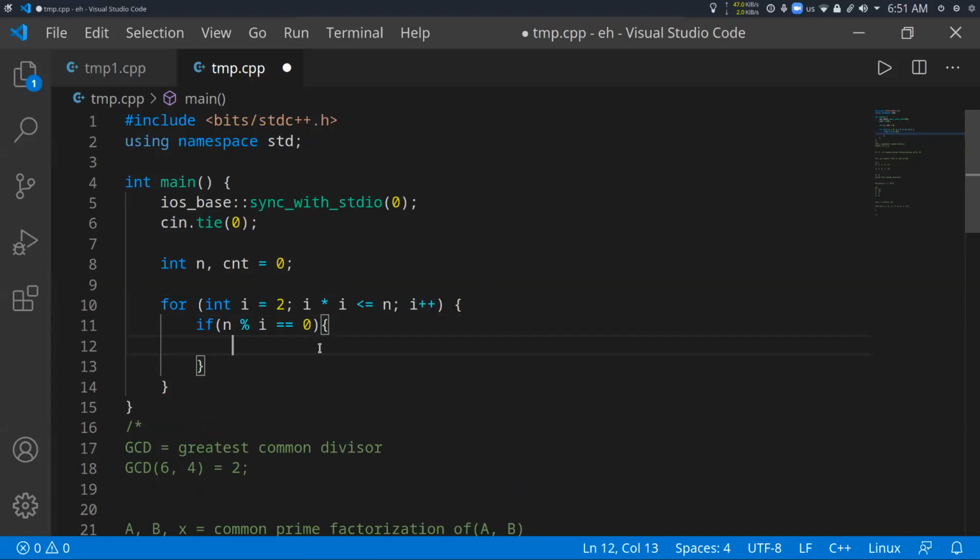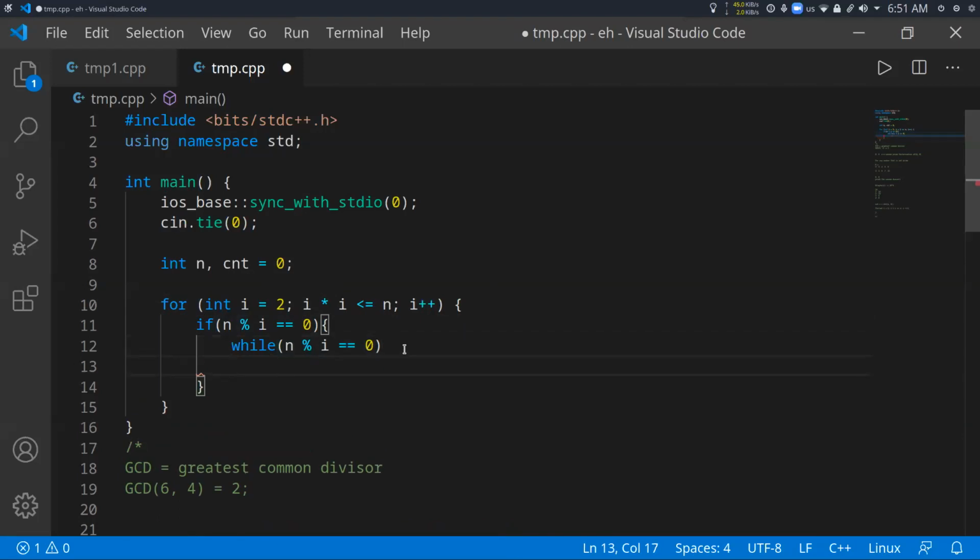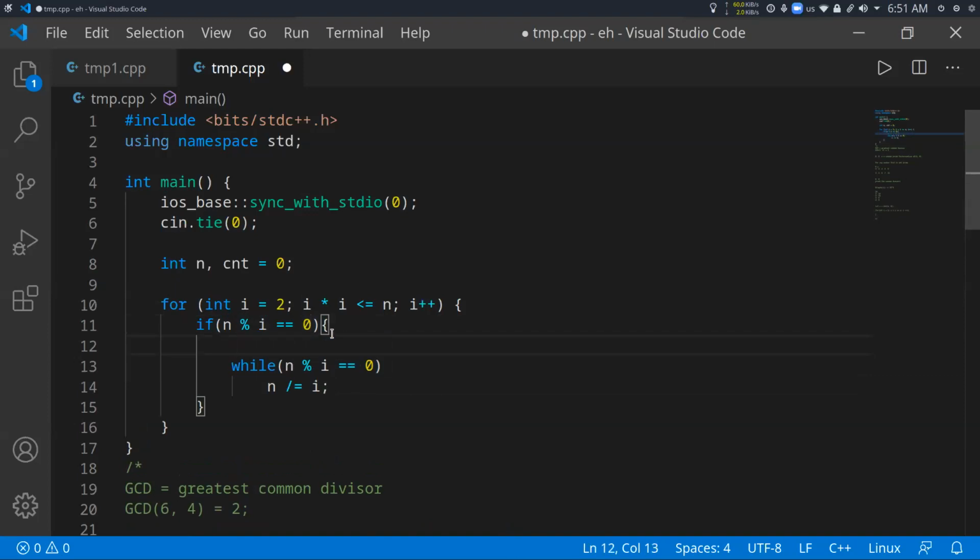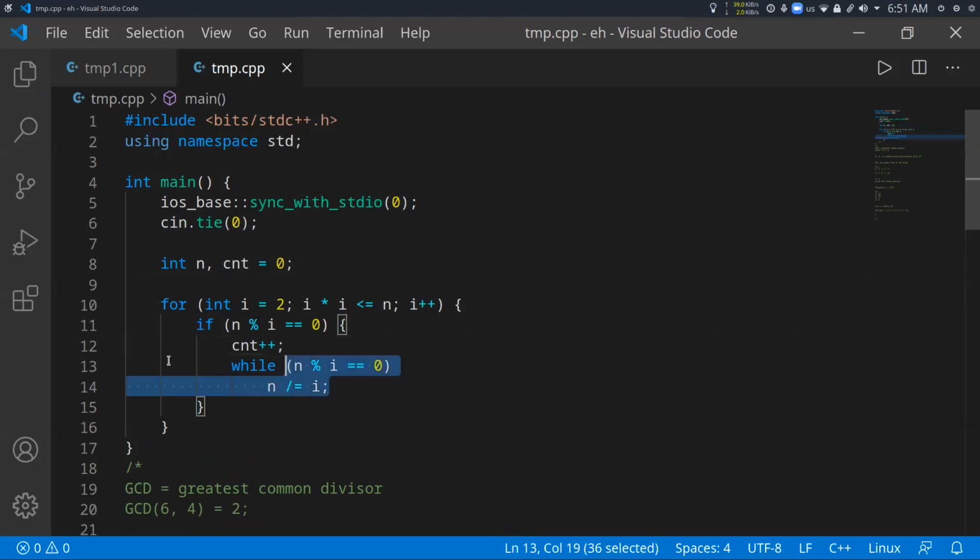Okay, so we will immediately eliminate i from n. So we'll make this while n mod i equals 0, n divided by equals i. So I eliminate i as long as it divides n. But here first we'll add cnt plus plus. So if I found a number, then I'll increase the count by 1. That means I found a new prime. Then I'll eliminate this number. So after this operation has finished, I'll have a new number which doesn't have this prime as a divisor. So whenever I pass through another i that's divisible, it will be prime, and then I continue and so on.